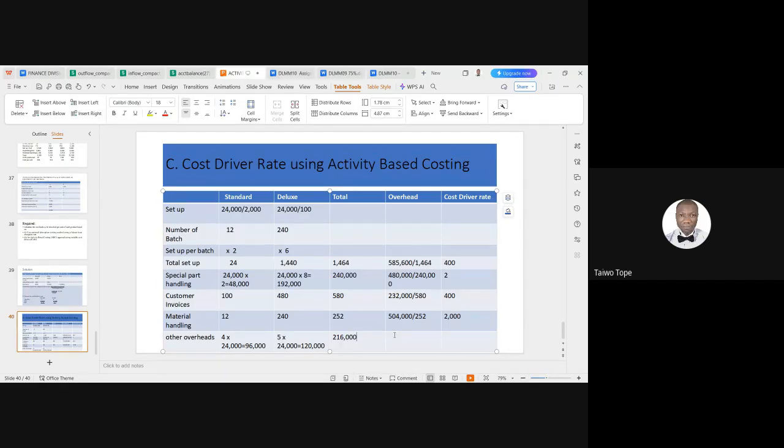So the driver rate for 1 hour will now be what? How much is allocated to the overhead? 4. This is what? 864,000, right? Divided by 216,000. So the driver rate will be what? 4.